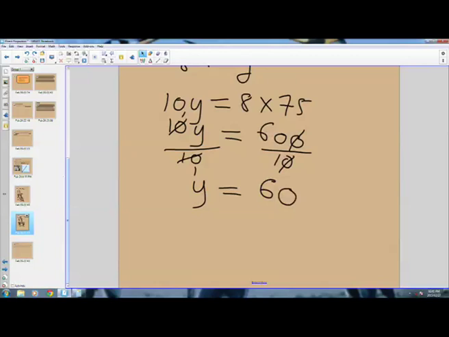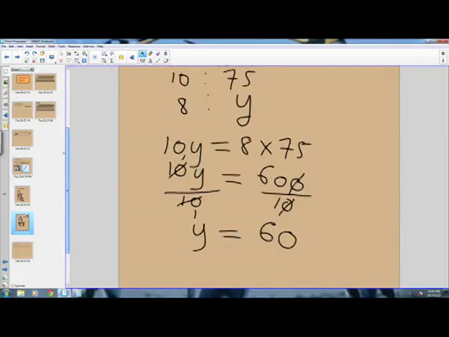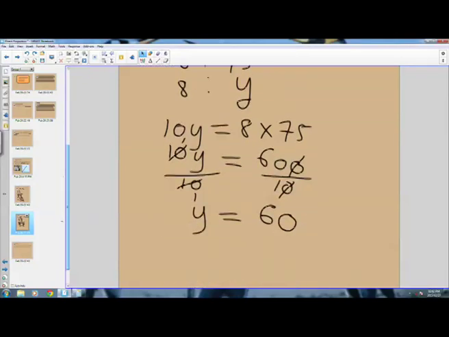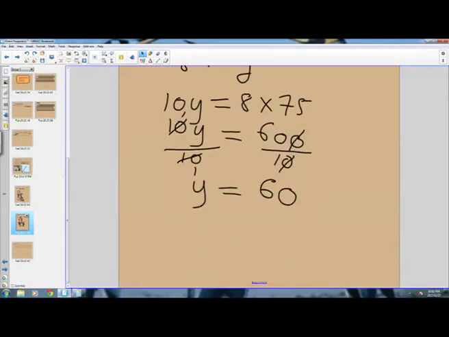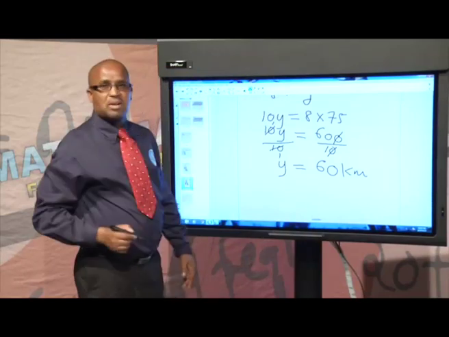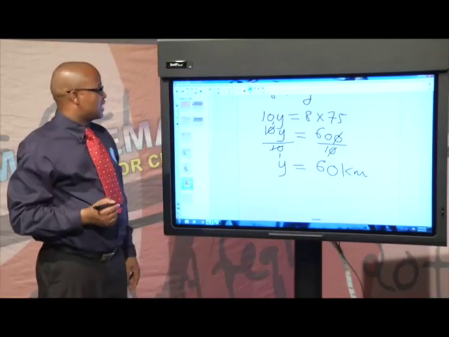Now let us go back to the question and find out what the question wanted us to find. It says a car uses 10 liters of petrol in 75 kilometers. How far will it go on 8 liters? And we are saying on 8 liters it will go 60 kilometers. This is the distance the car will cover using 8 liters of petrol.